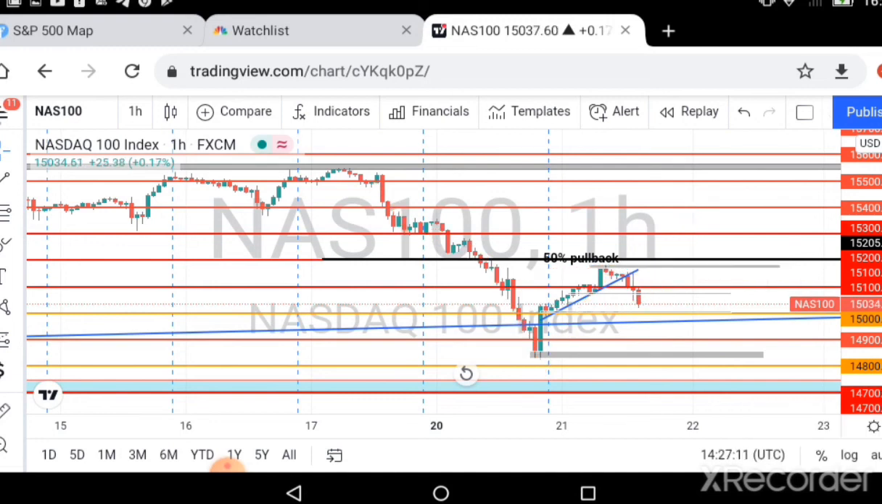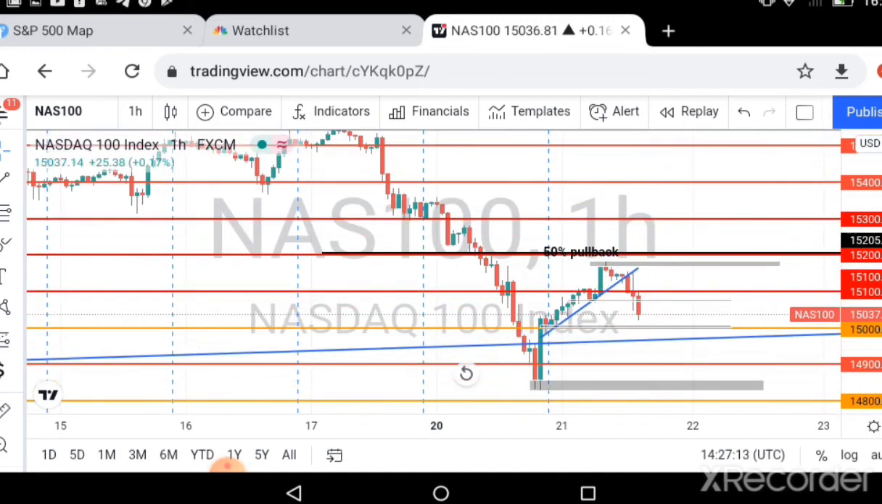No buys. And if you go back to history and study how Nasdaq has been moving in the past, Nasdaq has been selling off every September.